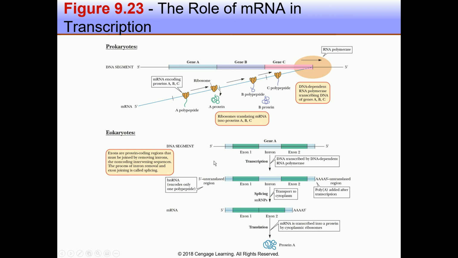But in the eukaryotes, once the mRNA is formed, it needs some processing. It needs the removal of the introns. Its two ends need to be modified. Only then does it form the mature form of mRNA. Only then is it going to go to the cytoplasm and bind to the ribosomes. Only then is the protein going to be made.